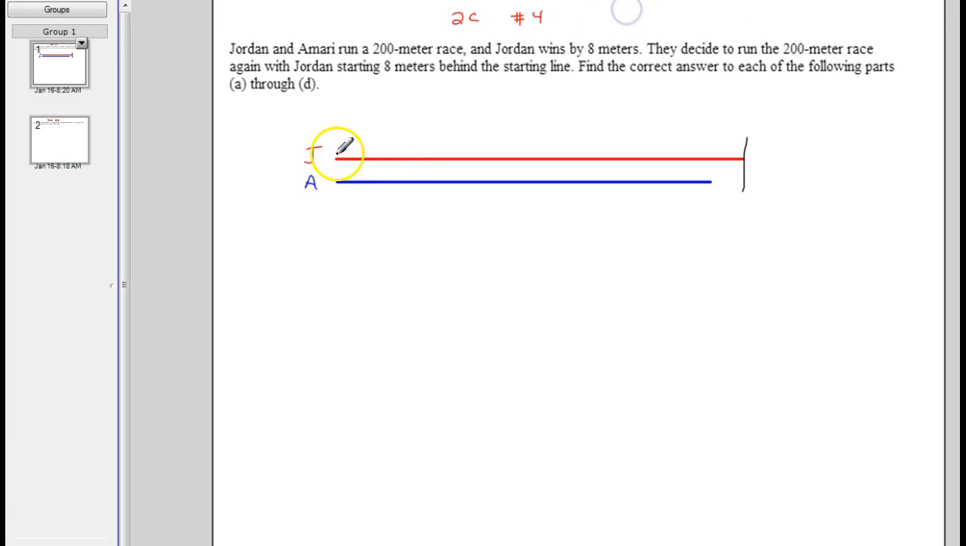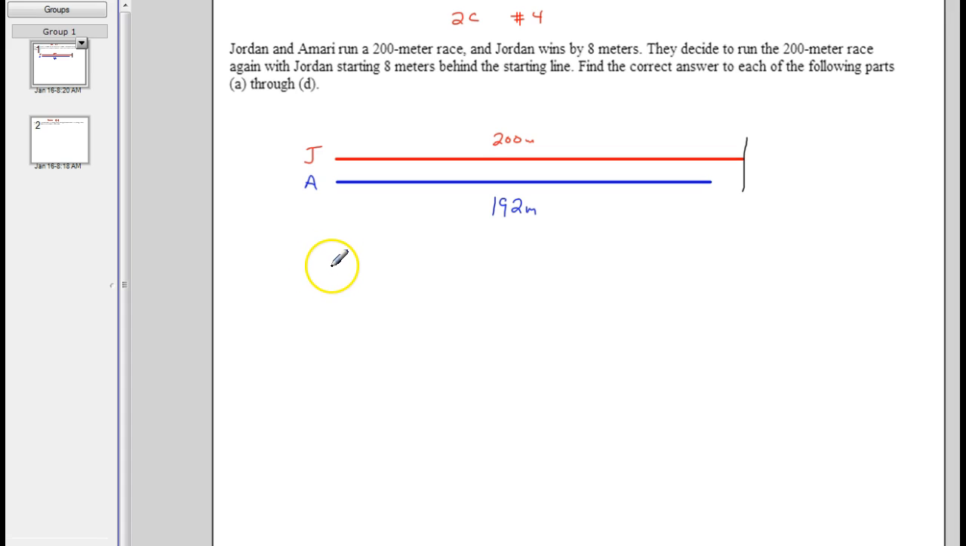Alright, so here is Jordan. Here's the finish line. Jordan gets to the finish line, and when Jordan gets there, Amari is 8 meters behind. So that means Jordan ran 200 meters, and it means that Amari ran 192 meters in the same amount of time that Jordan ran 200 meters.